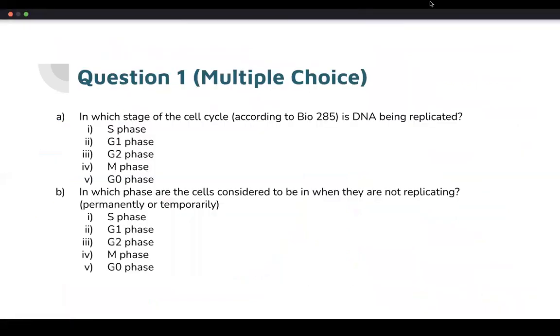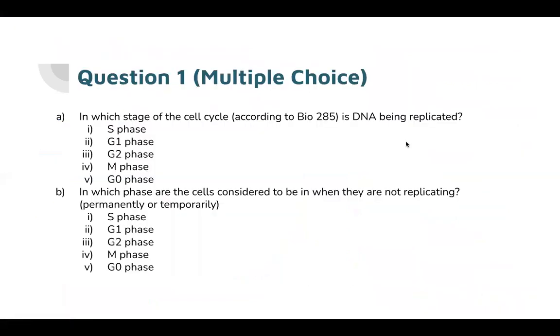All right, so here are our first couple of questions. These beginning ones are a little bit on the easier side, but it's good to make sure you know these. As before, I'll read it and then answer it, and if you have any questions, just interrupt or let me know. The first question is: in which stage of the cell cycle, according to Bio 285, is DNA being replicated? Remember, this is S phase. It can be a fuzzy subject depending on who you ask, but for this class, Laura defines DNA replication in S phase.